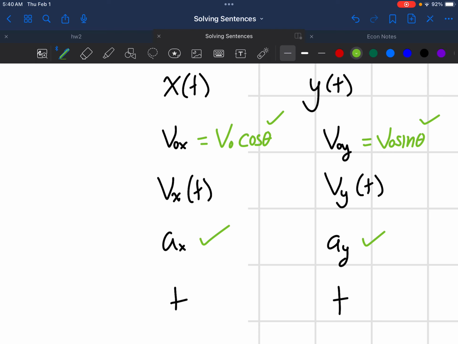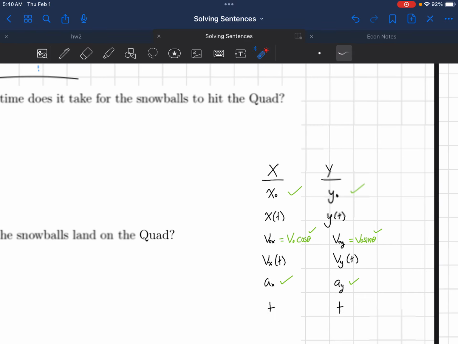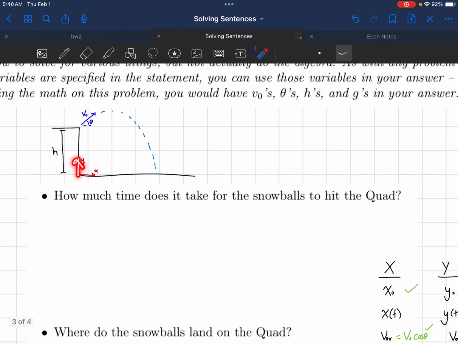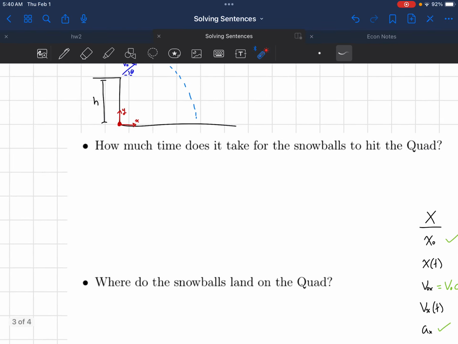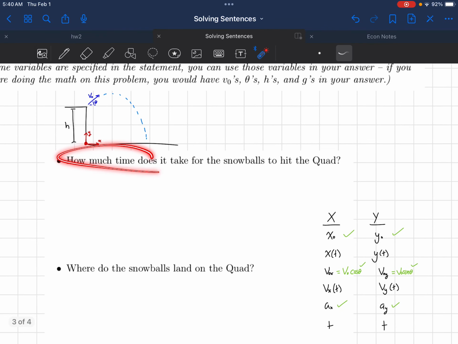I also know my ax and my ay, just as usual for an object in free fall. ax will be 0, ay will be negative g because I set up up to be positive. And I don't know time. In fact, we're solving for that. So we want to know how much time does it take for the snowballs to hit the quad?